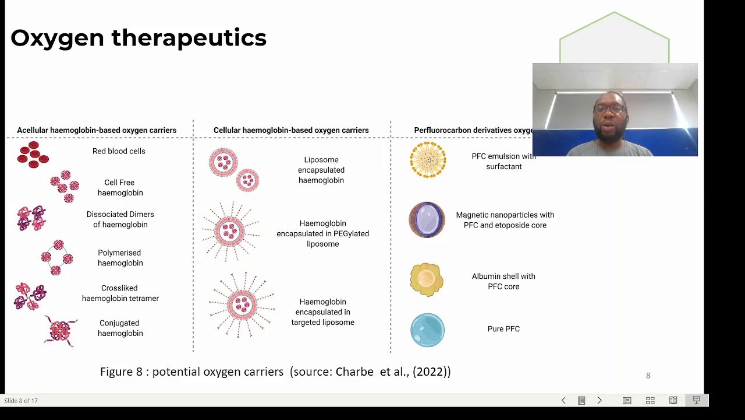And then we've got cellular hemoglobin, where you encapsulate your hemoglobin into liposomes or even polymers. And then we've got the fluorocarbon derivatives, which is basically a carbon chain with fluorine groups, which can be used for oxygen delivery.